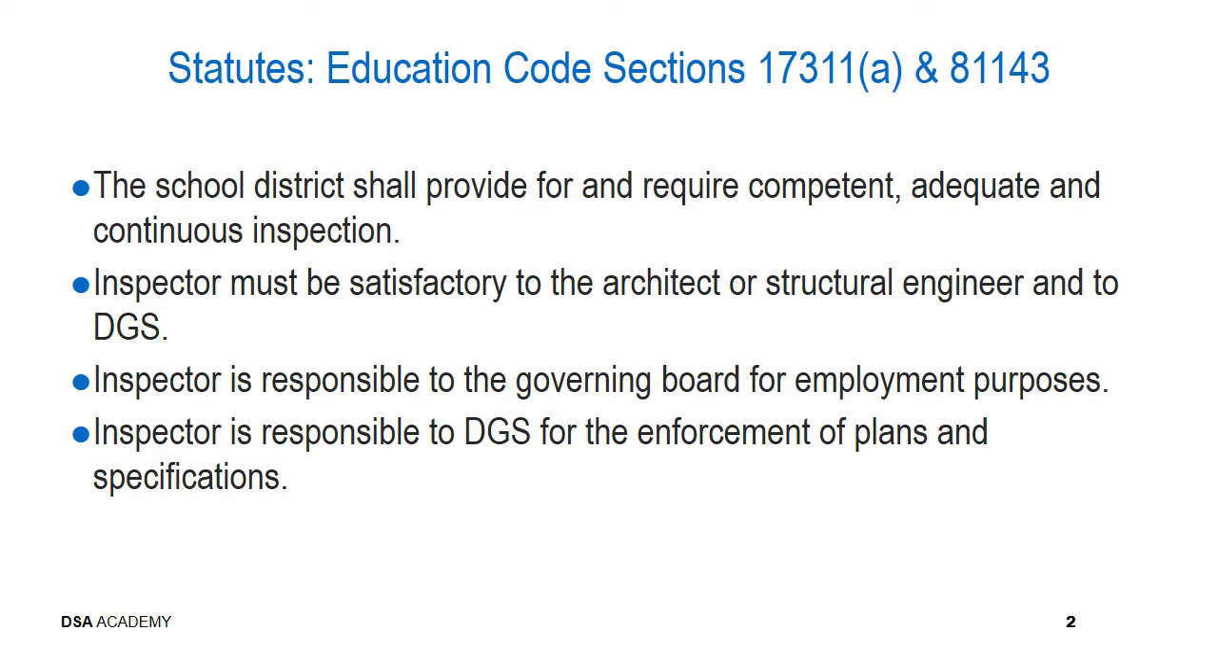The school district shall provide for and require competent, adequate, and continuous inspection. The inspector must be satisfactory to the architect or structural engineer and to DGS. The inspector is responsible to the governing board for employment purposes, and the inspector is responsible to DGS for the enforcement of plans and specifications. So as you can tell with the bullet legend, there's nothing new here. The design professionals are involved with providing the approval, as is the school district, and then DSA is involved as well.